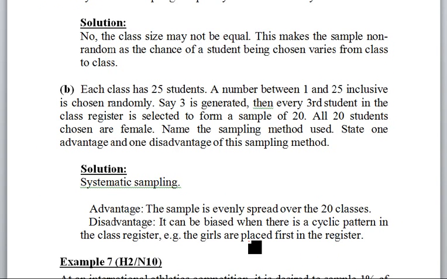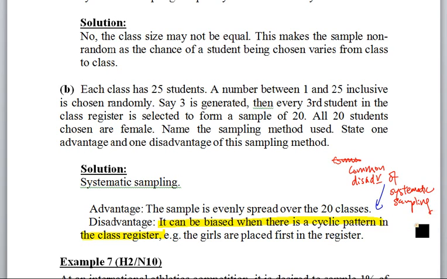So, it is outlined here. This is a common disadvantage of systematic sampling. If there's a cyclic pattern in your sampling frame, then it's possible. But if there's no cyclic pattern, then okay lah, fair enough.